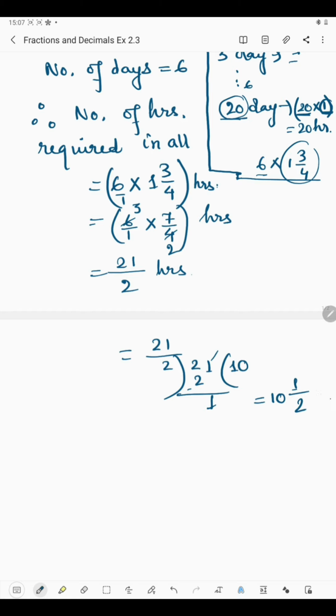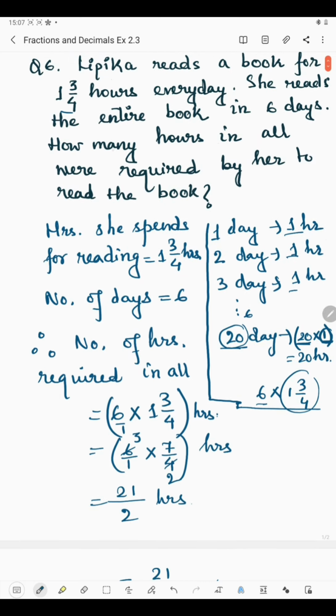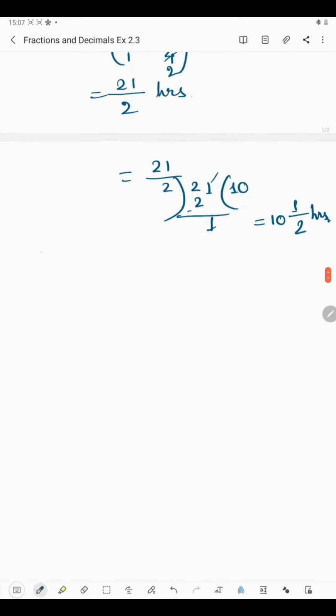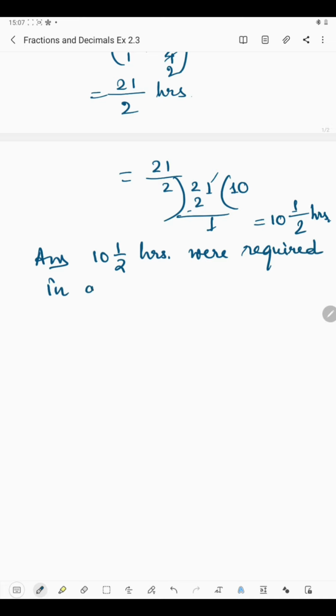So here we will have to write hours. So what is the answer here? How many hours in all were required? So we will write 10 1 by 2 hours were required in all. Okay.